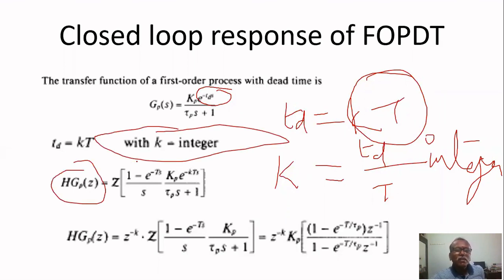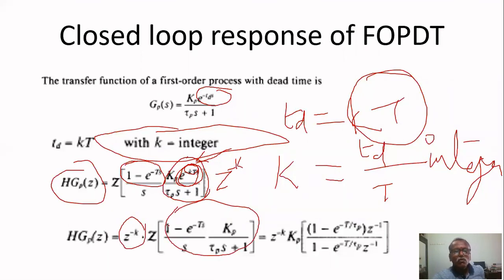HGP of z: we have to multiply by the hold, 1 minus e power minus Ts upon s, times Kp e power minus kTs upon tau s plus 1. Now the dead time td becomes kT, k times the sampling period. So if you find the z transform, directly you will get z power minus k. That can be taken outside.